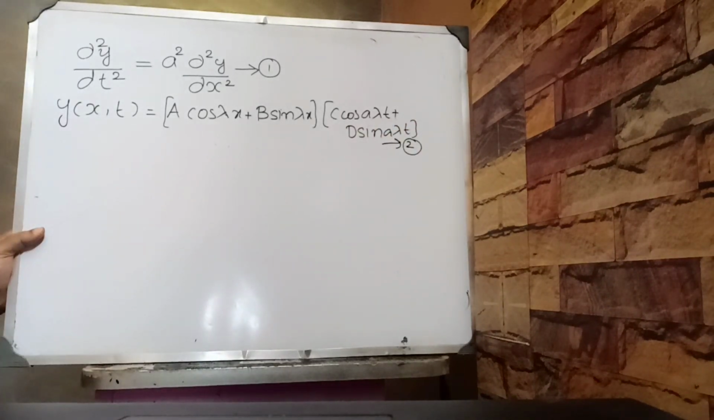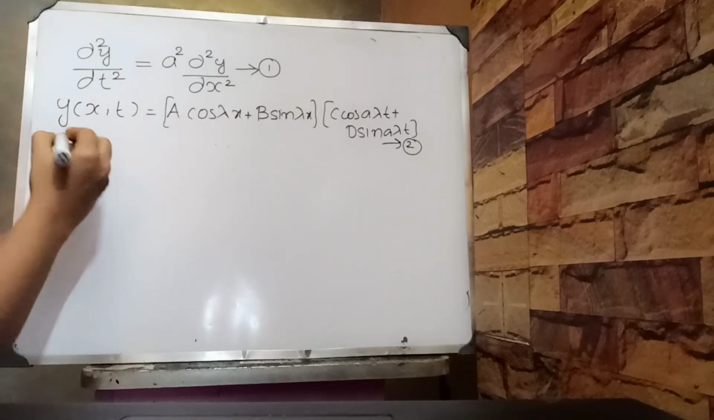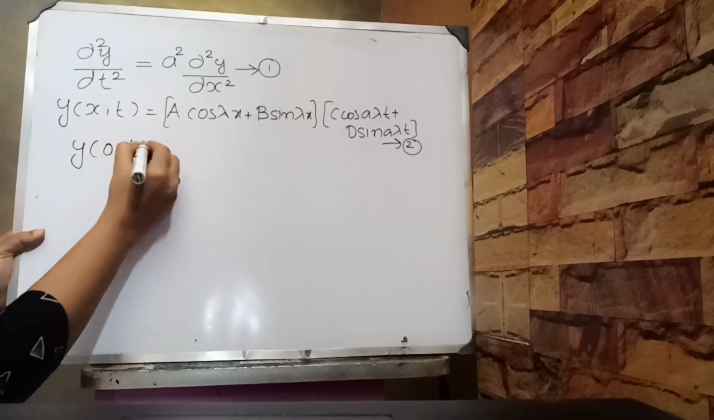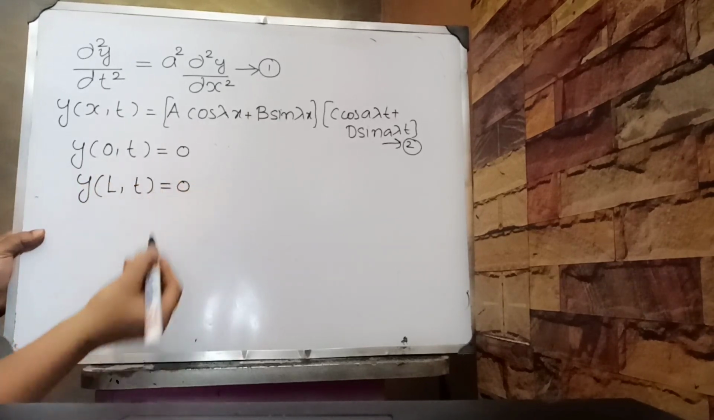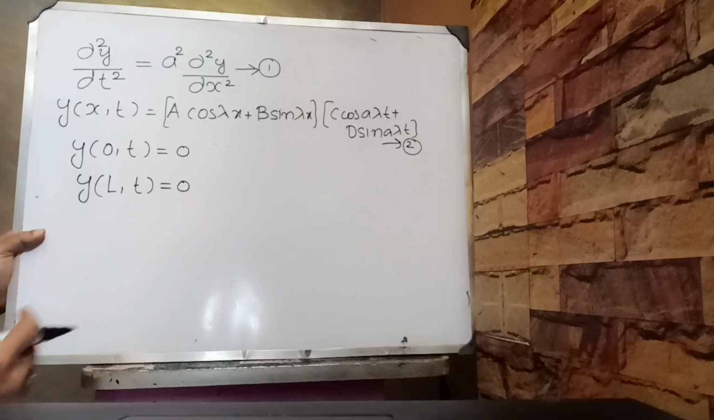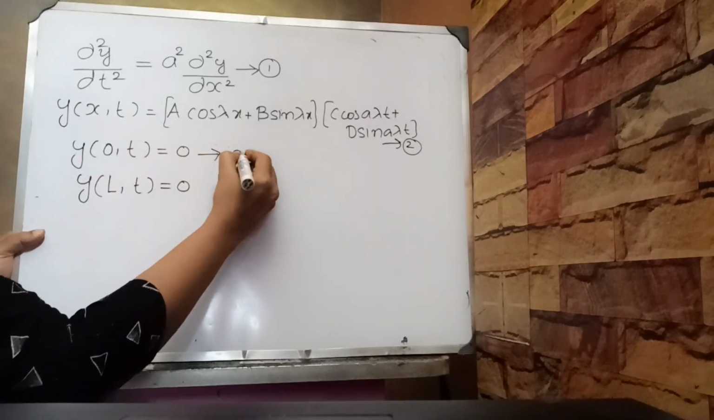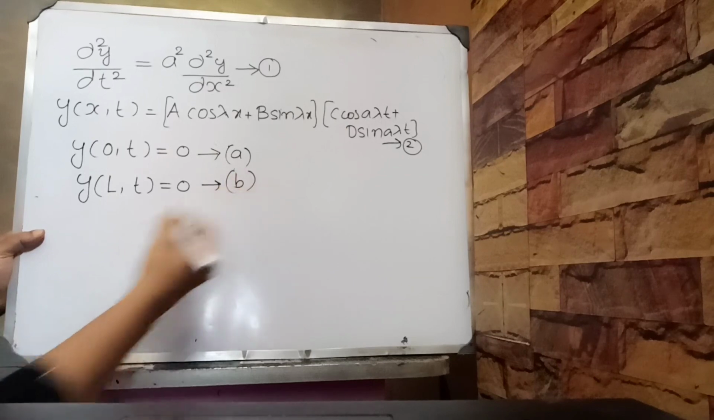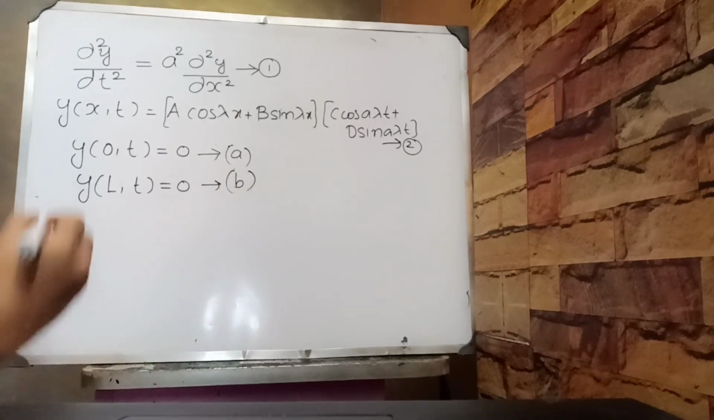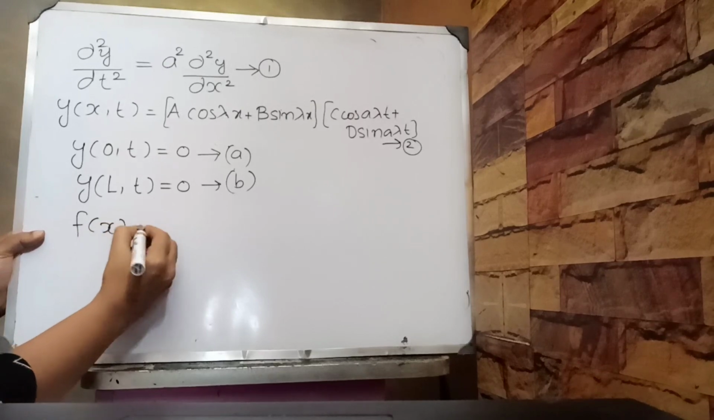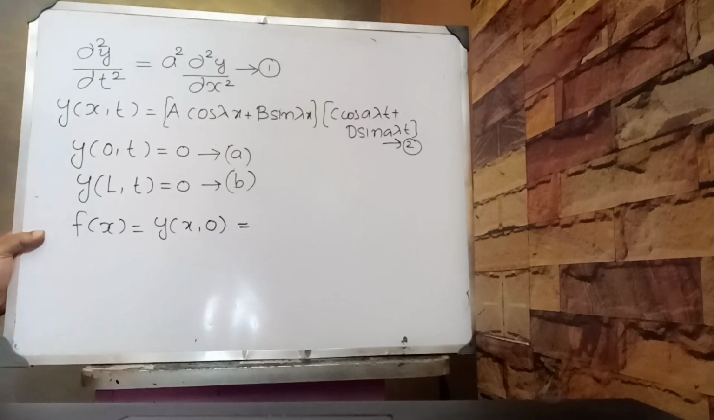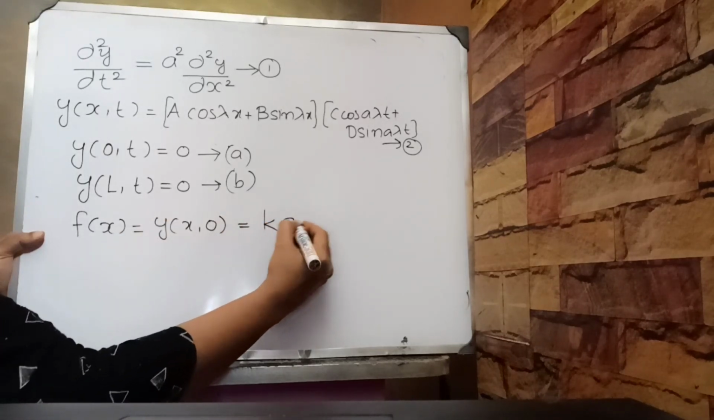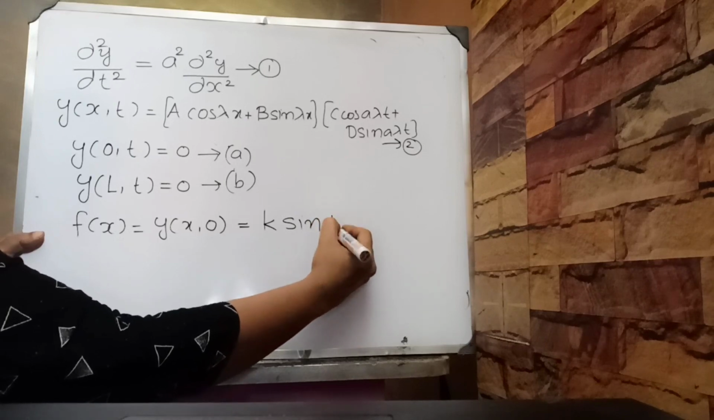Now we have to write the initial conditions and boundary conditions. The boundary conditions we know: y(0,t) equal to 0 and y(L,t) equal to 0. That is, at the starting point and ending point of the string, the displacement is 0. Now the initial conditions, as we have seen: f(x) equal to y(x,0). That is, when time equals 0, the initial displacement is f(x) equal to k sin(πx/L).